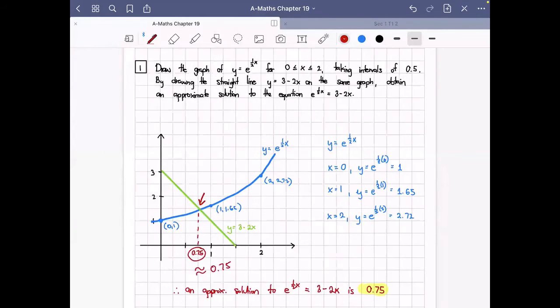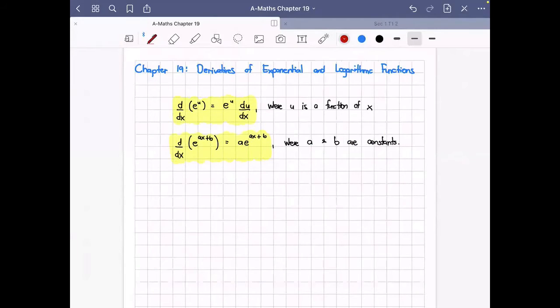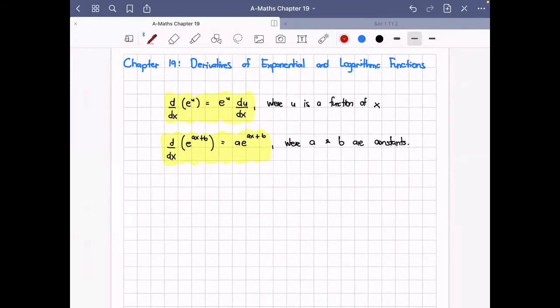functions. Now, there are only 2 rules, which are almost the same thing. So here, the derivative of an exponential function e raised to u, with u as a function of x, is equal to the same thing, and then you need to derive the exponent or the index given. So still e, but this u needs to be derived at the end of the answer.